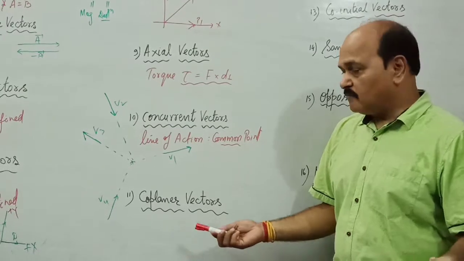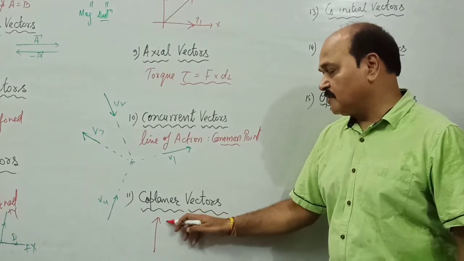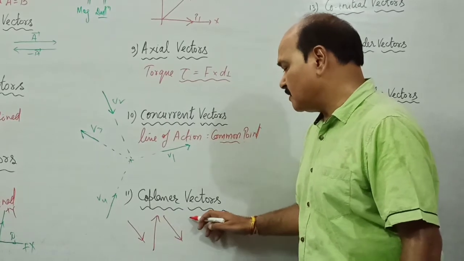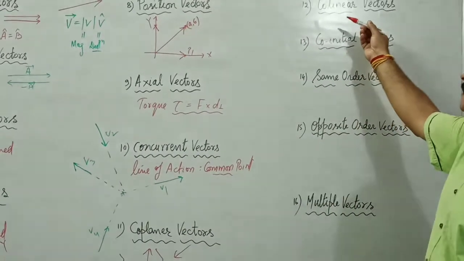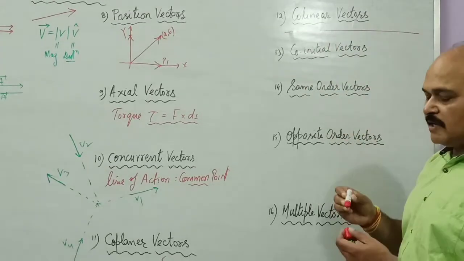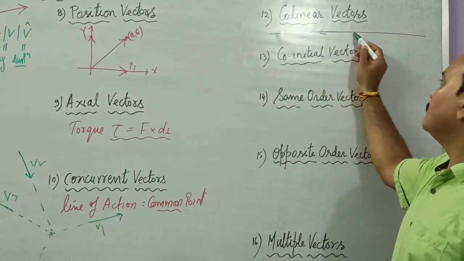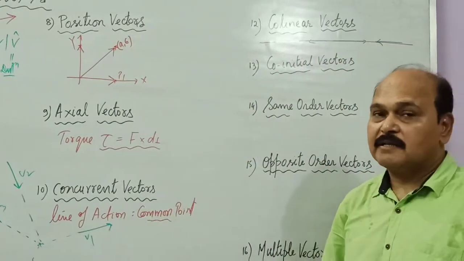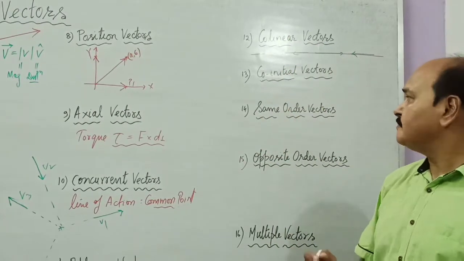Coplanar vectors, obvious from the name itself, are the vectors which are in the plane. Any vector we draw in the plane of this board, all of them are what? Coplanar vectors, same plane vectors. Collinear vectors, very simple, are the vectors which are along a given line. This is a given line. If this is vector V1 or this is vector V2, any vector drawn along a line, they all are collinear vectors. See, the name itself explains what kind of vectors they are.